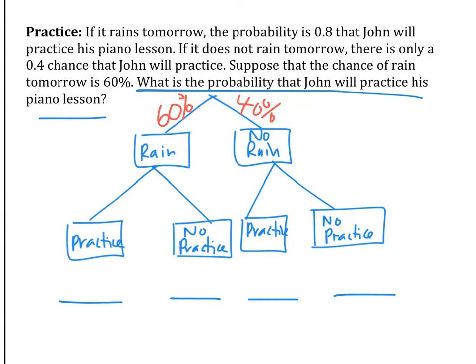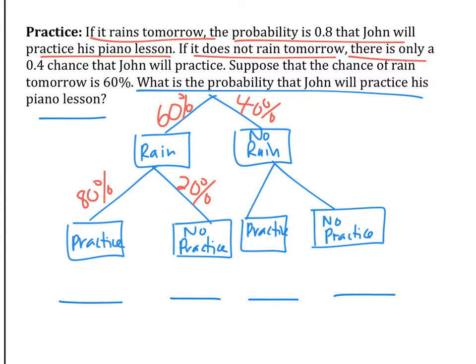Real life applications can come later, but right now let's just practice how to actually solve these with correct methods. All right, so 60% chance raining, 40% chance no rain. It says if it rains tomorrow, the probability is 0.8 that John will practice his piano lesson. So that is 80% chance if it rains that he's going to practice. So there's 20% chance that he's not going to practice.